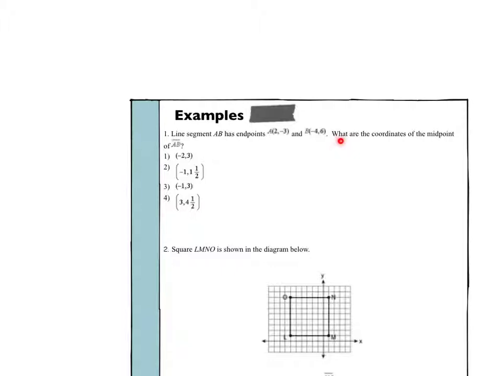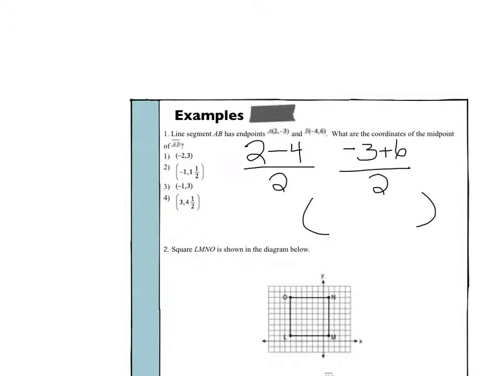That means I'm going to take my x's, which are 2 and -4, and add them together, dividing by 2. My y's, -3 plus 6, adding those together, dividing by 2. I'm going to simply get -2 over 2, which is -1. And then -3 plus 6 is going to give me 3 over 2. So the coordinate of my midpoint is (-1, 3/2).